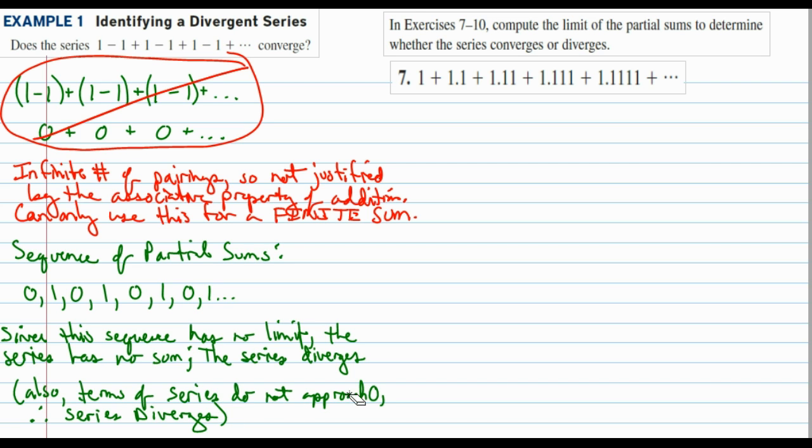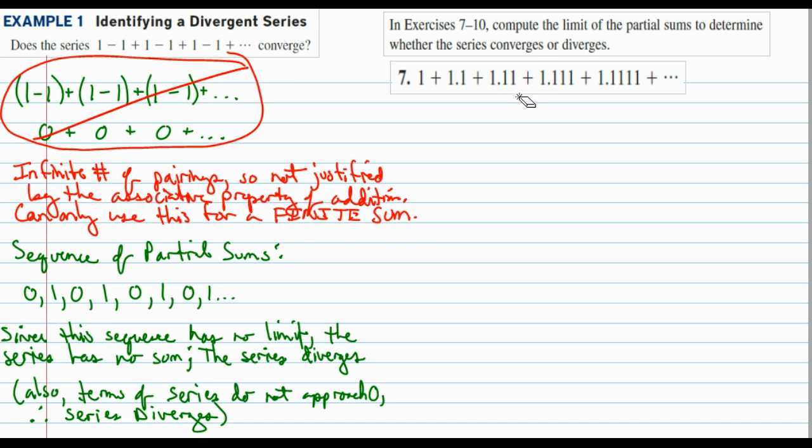Also, the terms of the series don't approach 0, therefore the series diverges. Think about that. If you're going to keep adding and adding, if you want to actually get to a finite sum, those values would have to approach 0. Eventually, you'd have to be adding on something so insignificant that it wouldn't matter. So since they don't approach 0, the series is going to diverge. Everything you add on is significant, changing the final sum.